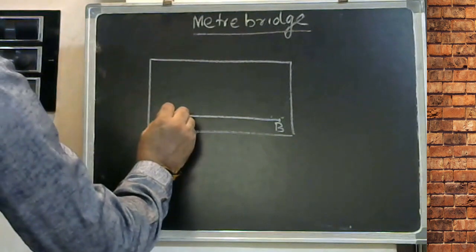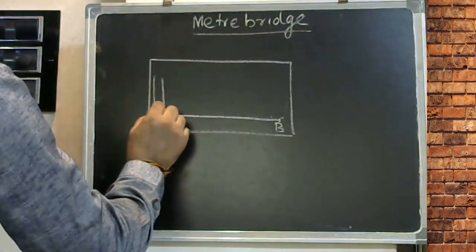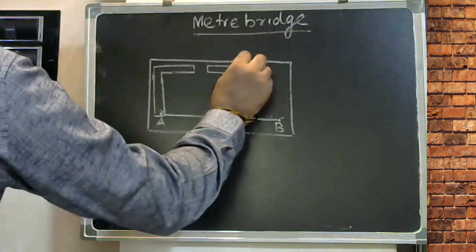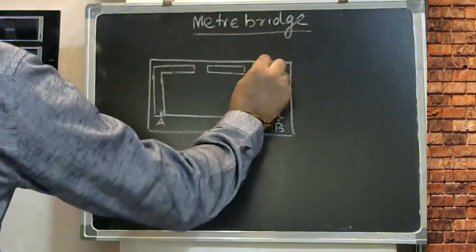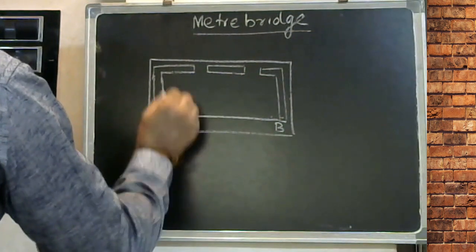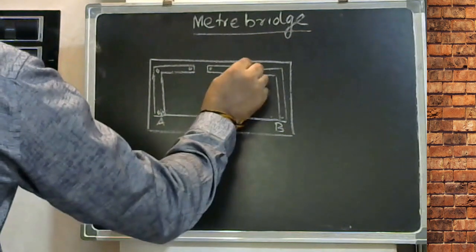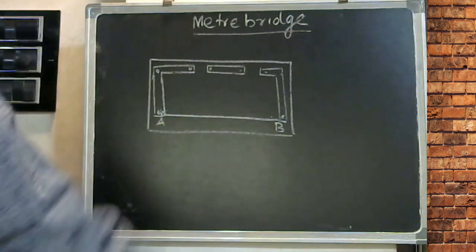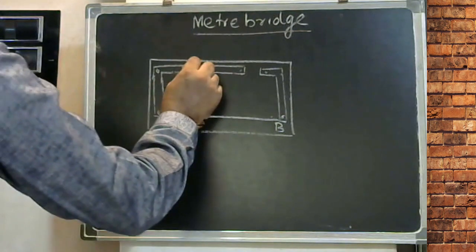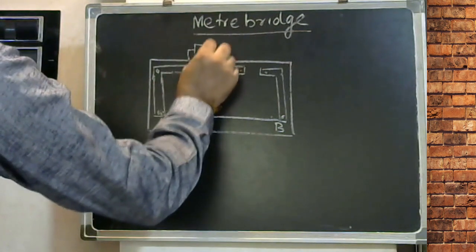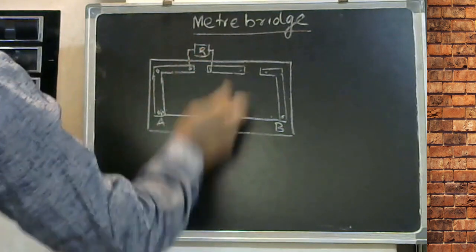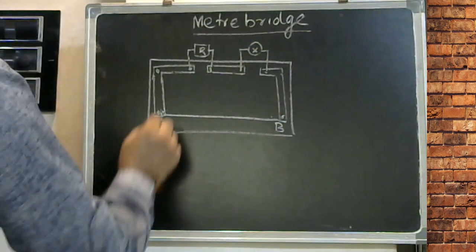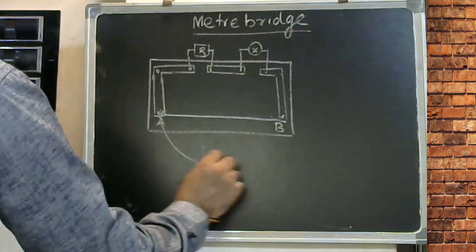Now you've got a metal plate here. There are screws here, here, here, here, here. So there's a gap here. What we do is first we put a resistance box here. We'll put the unknown resistance here. And from here you connect a battery to a key.